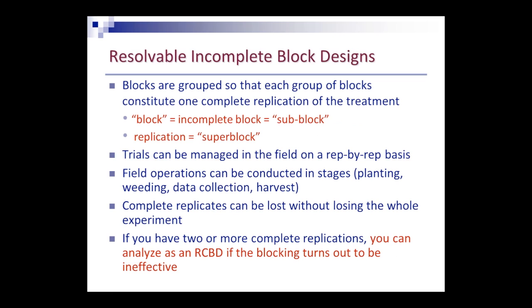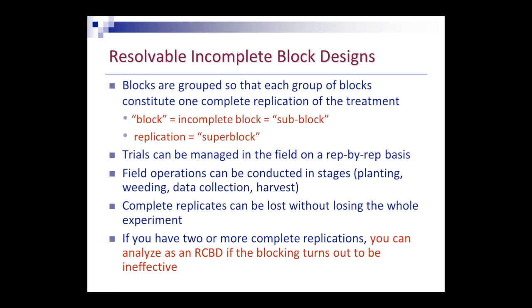So the nice thing about resolvable designs is that the trials can be managed in the field on a rep-by-rep basis. So you can do your operations in stages. For example, you may not be able to plant everything on the same day. Weeding can be done in stages, and you have a way to control the variation that's caused by the differences in time. You can collect data on a rep basis, harvest, and so on. Another thing that could happen is if you have at least several reps, you could actually lose a replicate without losing the whole experiment. So, for example, if you had a mapping population in 3 different fields, you could lose one field, and the other 2 would still be a perfectly good incomplete block design with 2 reps.